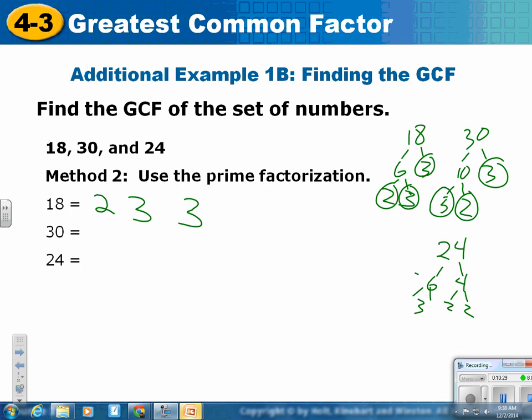Now, here's the tricky part, and here's the hard part for you guys to understand. I need to pretend that these are columns, okay?